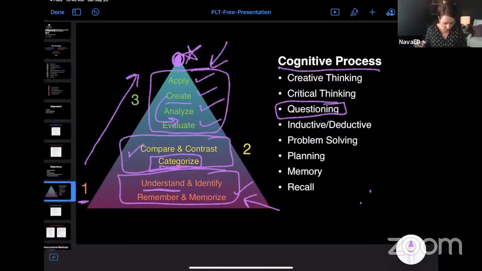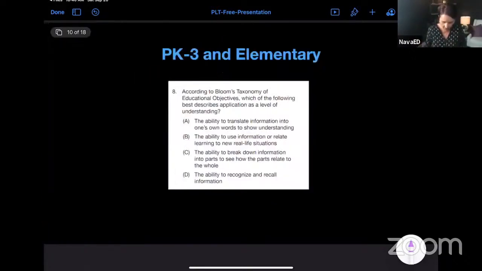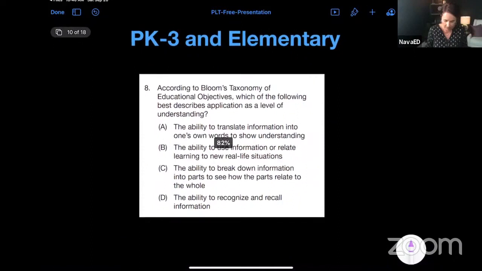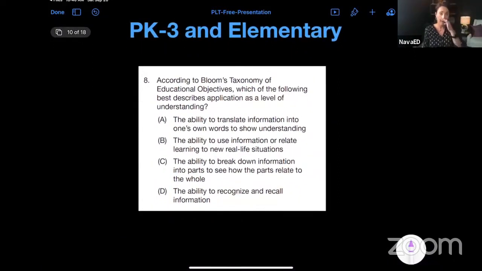Now let's see it in an actual question. So this is a pre-K3 elementary one for this particular part. So I want you to take a look. Remember, I want you to look at right away. This jumps out to me. I know I always say, start with the answer choices, but Bloom's taxonomy is like right there. So we want to be thinking of that.